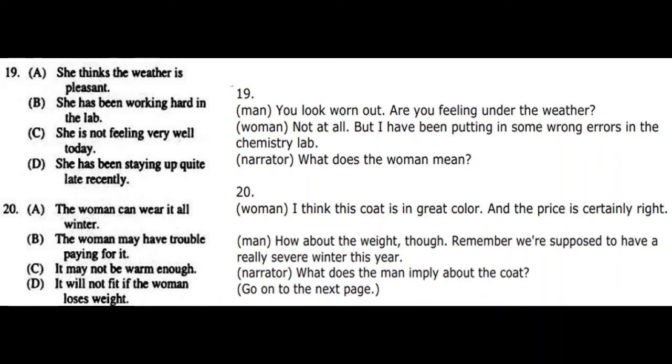Number 20. I think this coat is a great color, and the price is certainly right. How about the weight, though? Remember, we're supposed to have a really severe winter this year. What does the man imply about the coat?